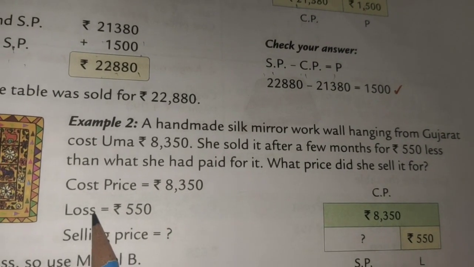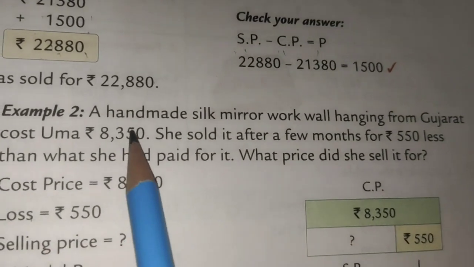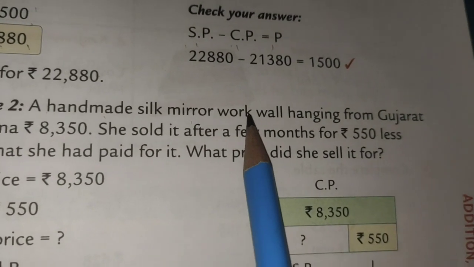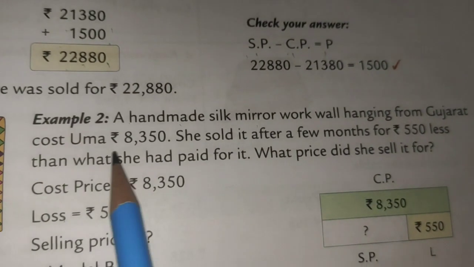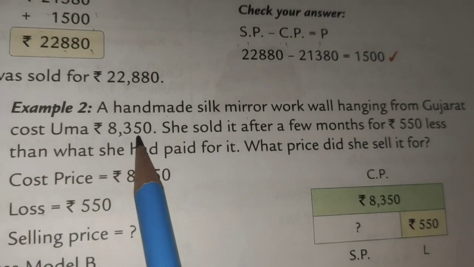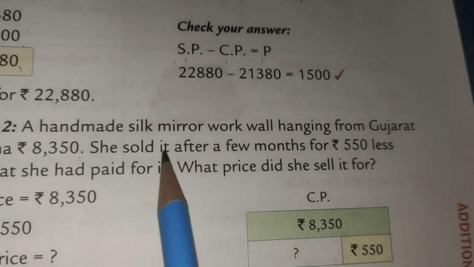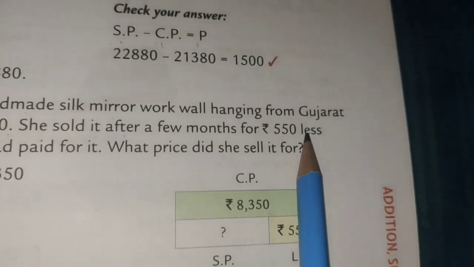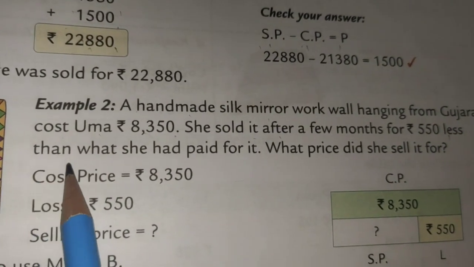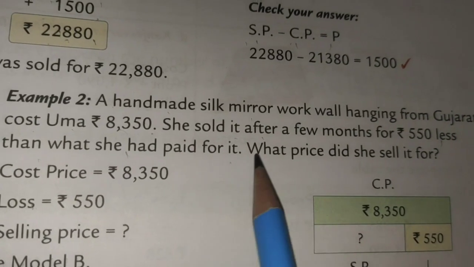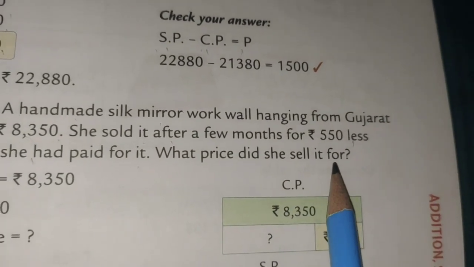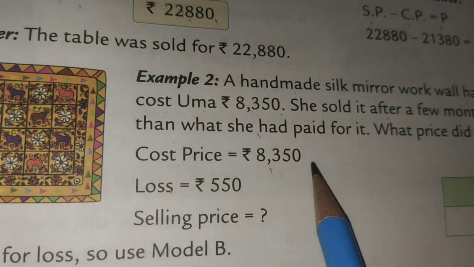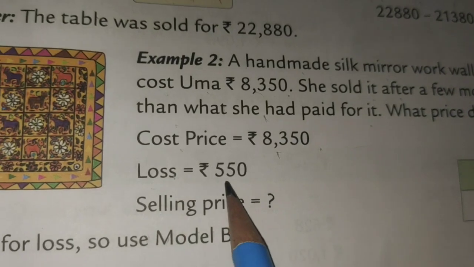Now in the second question, here the loss is given. Can you see? The example is: a handmade silk mirror work wall hanging from Gujarat cost Uma rupees 8,350. She sold it after a few months for rupees 550 less. Less means she got a loss. What price did she sell it for? So here cost price is 8,350. What is the loss? 550.